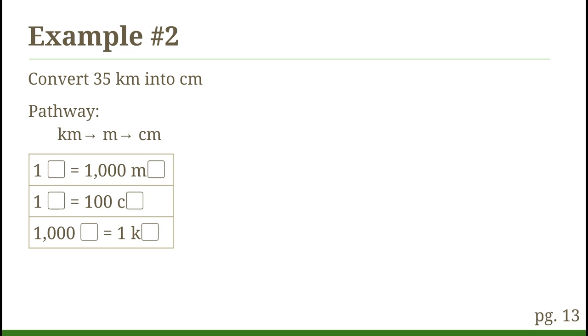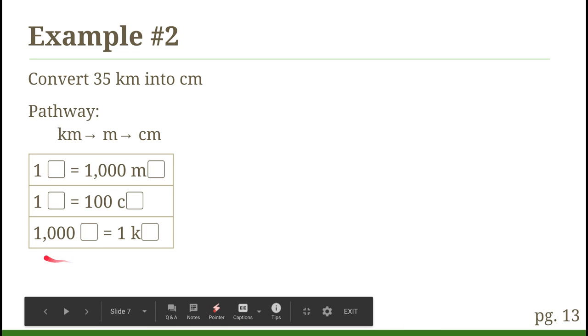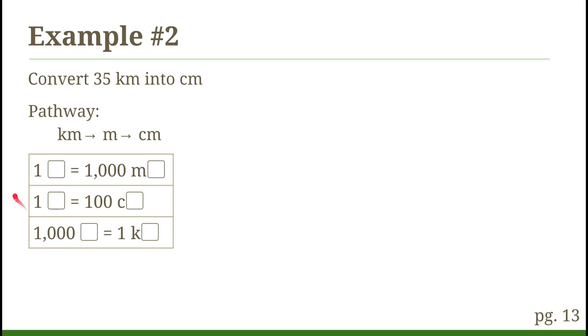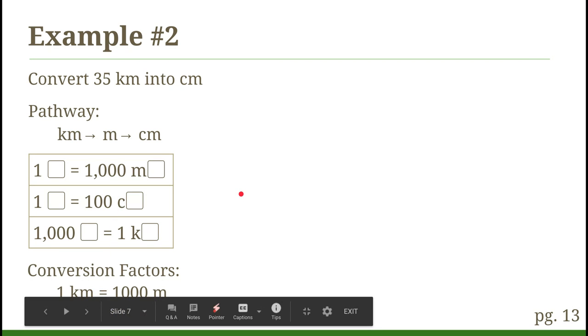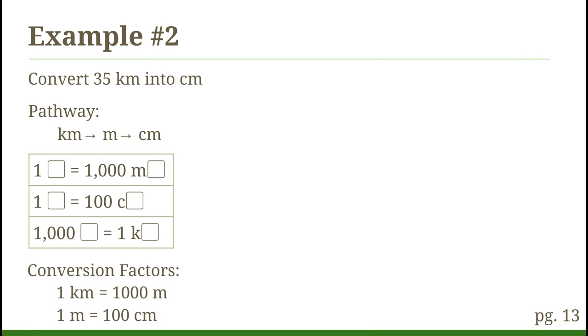So for kilometers, we'll use this bottom row since it has the prefix kilometer in it. And then for centimeters, we'll use this middle row since it has the prefix centi in it. And these are our conversion factors. 1 kilometer equals 1,000 meters, and 1 meter equals 100 centimeters.